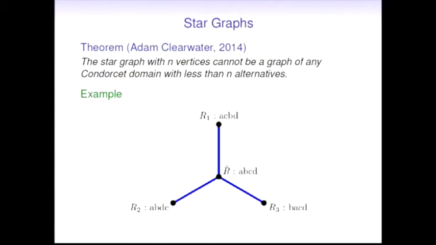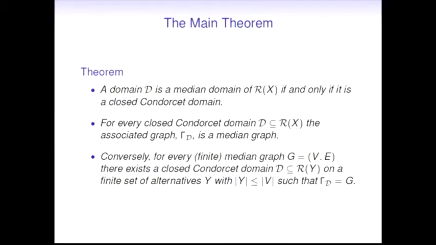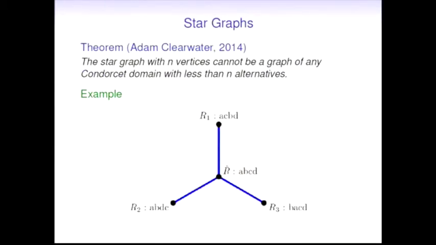Now, this is a contribution of Adam. In the previous result we have a restriction: we need no more than the number of vertices as alternatives to realize this median graph. Adam showed that the worst case scenario is when you have a star graph. I have to say also that any tree is a median graph. So this is a tree, so it's a median graph, and you can realize it with four alternatives, but you cannot realize it with three. That's what Adam proved: a star graph with n vertices cannot be realized with fewer than n alternatives.